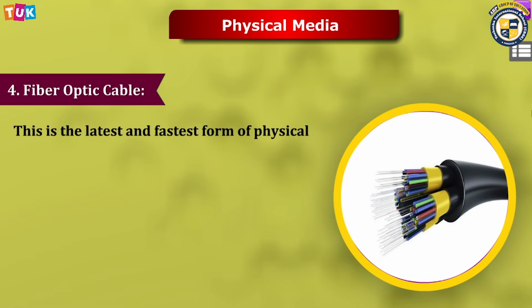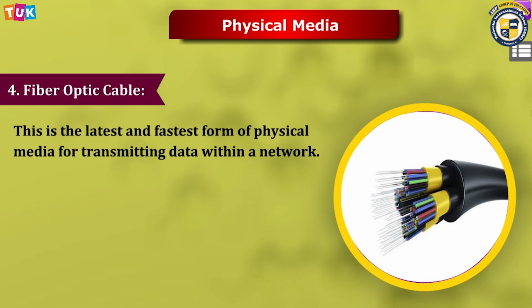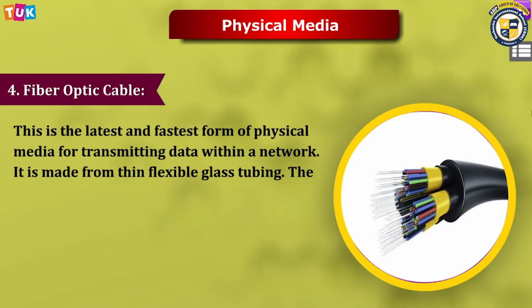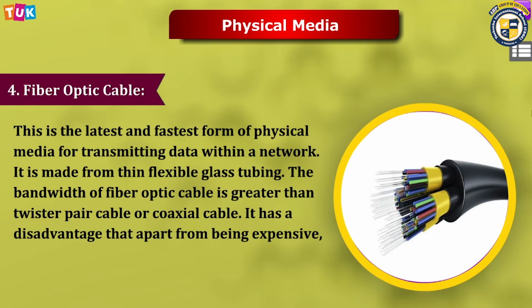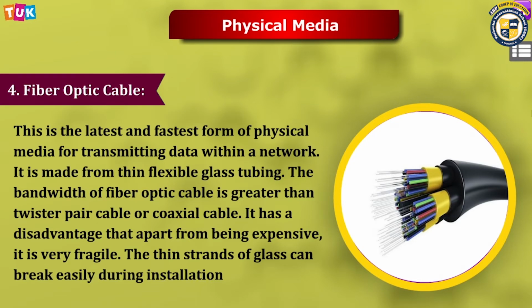Fiber optic cable. This is the latest and fastest form of physical media for transmitting data within a network. It is made from thin flexible glass tubing. The bandwidth of fiber optic cable is greater than twisted pair cable or coaxial cable. It has a disadvantage that, apart from being expensive, it is very fragile. The thin strands of glass can break easily during installation.